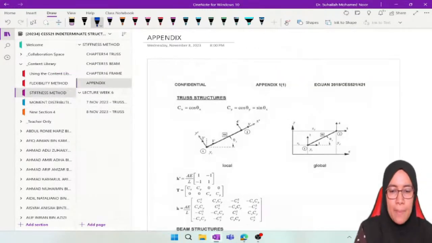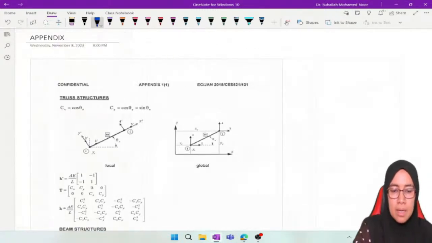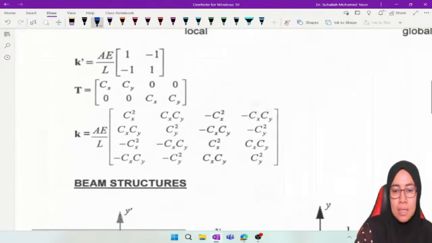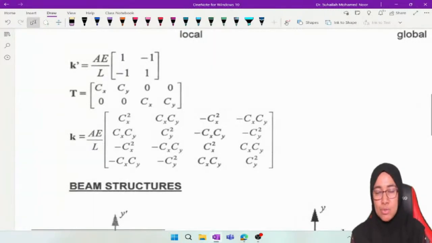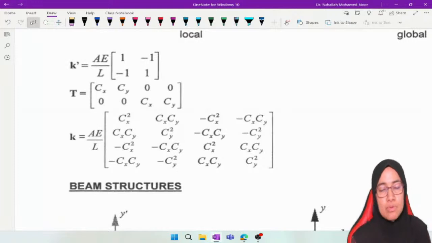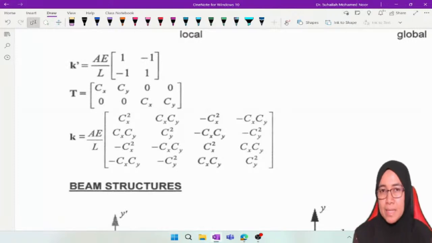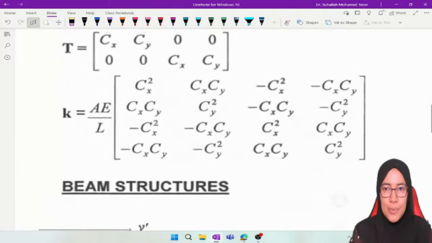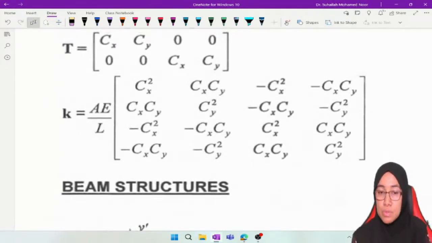Let me show you the appendix that has been used so long. But now I have to follow what is used in the textbook, lambda x, lambda y. So in your final exam, you will find that the symbol used is lambda x, lambda y. Anyway, you can also write Cx and Cy, it doesn't matter. So this is the formula that we are going to use.